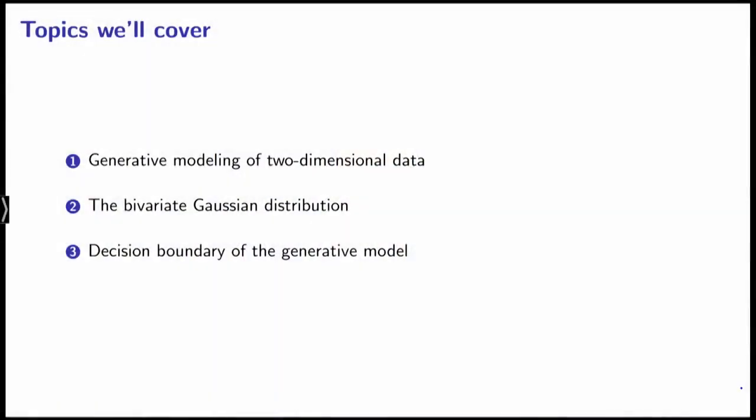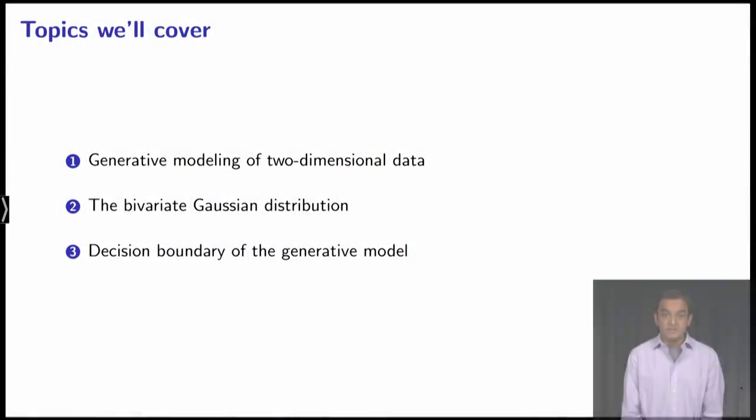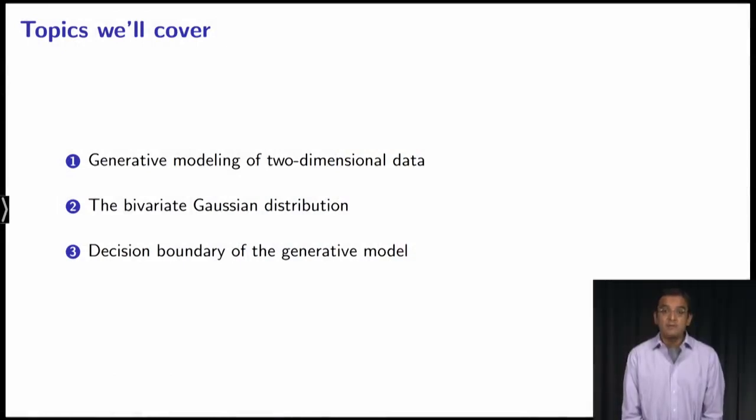We now continue our development of the generative approach to classification. So last time, we looked at the one-dimensional Gaussian distribution, and we saw how to build a classifier from it using the generative approach. Today, we'll look at the Gaussian in two dimensions.